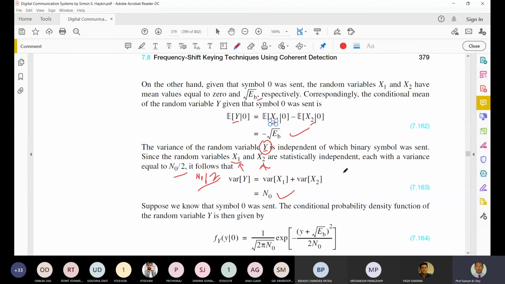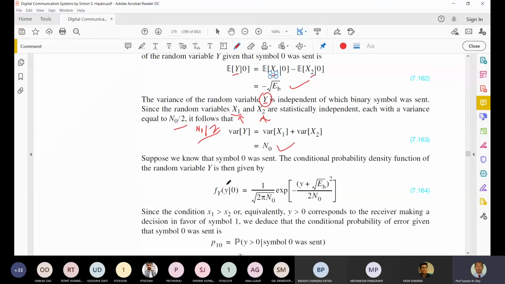Now if we want to get the conditional probability density function when we are sending symbol 0 and the received variable is y, from the Gaussian distribution we can write it in this form: the probability density function of y given 0, where 0 indicates that the 0 symbol was sent, is equal to 1 by square root of 2 pi N0, exponential of minus (y plus square root of Eb) whole square by 2 N0.